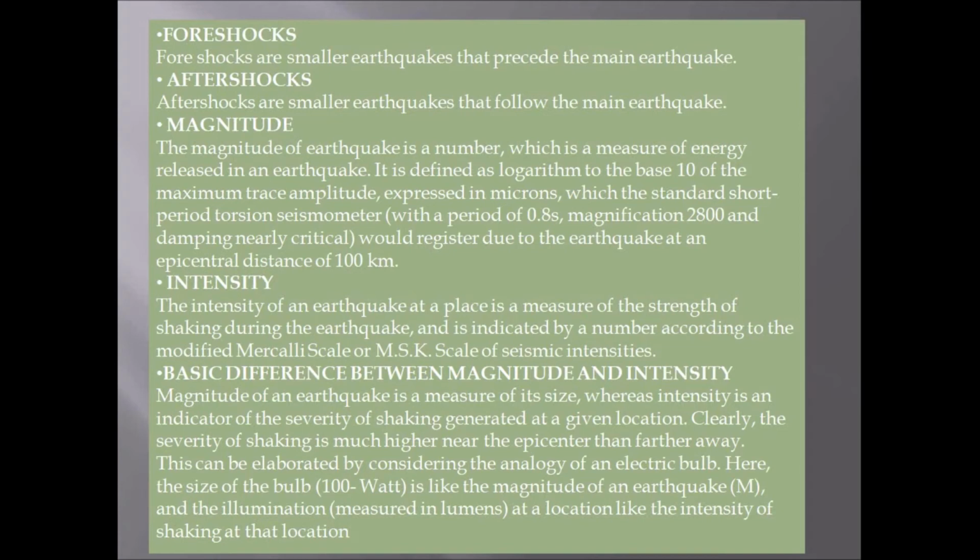Basic difference between magnitude and intensity: the magnitude of an earthquake is a measure of its size, whereas intensity is an indicator of the severity of shaking generated at a given location. Clearly, the severity of shaking is much higher near the epicenter than farther away. This can be elaborated by considering the analogy of an electric bulb.